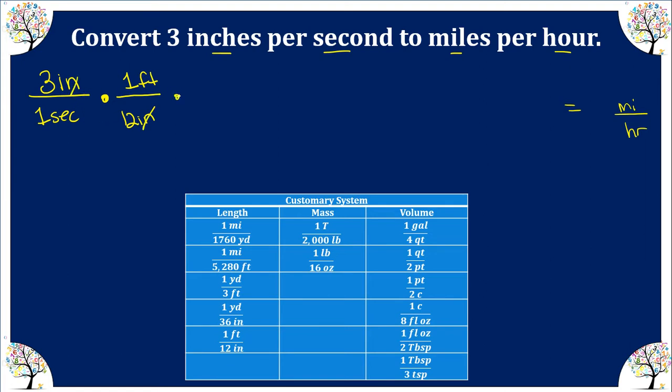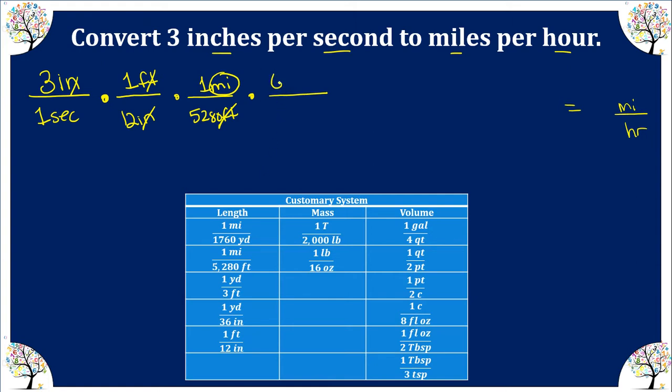Cancel, cancel. Now, we know that there are 5,280 feet in 1 mile. So I'm going to cancel my feet. And look, I've reached this part of the goal, miles. Now we need to go back and convert seconds to hours. So this time, when I make this conversion factor, I'm going to put seconds in my numerator so they cancel. So we're going to go from seconds to feet. I'm so sorry, seconds to minutes. It's been quite a long day, guys.